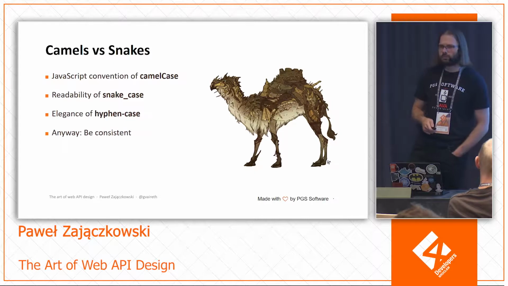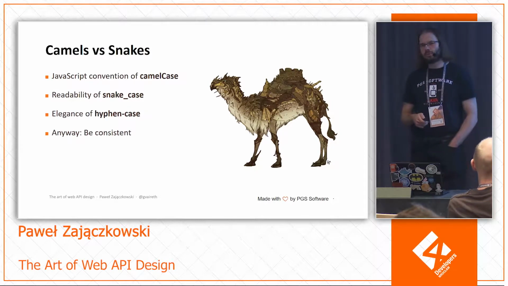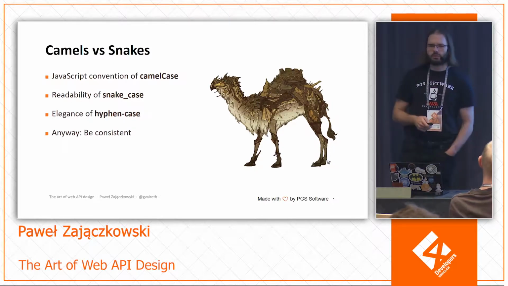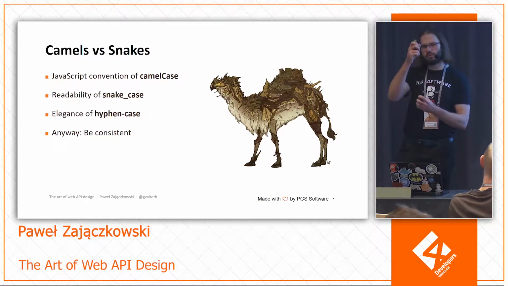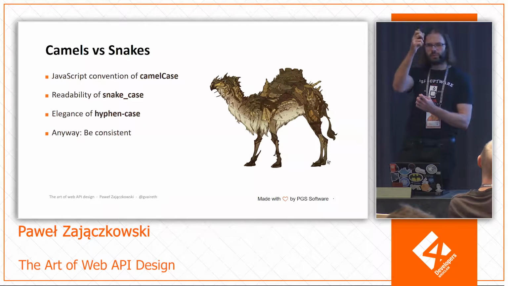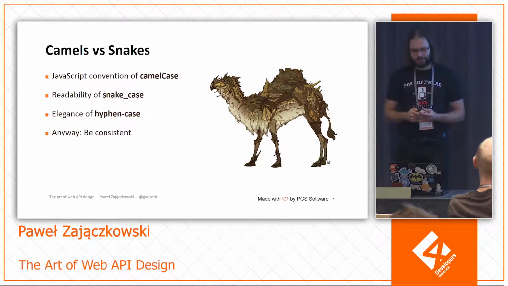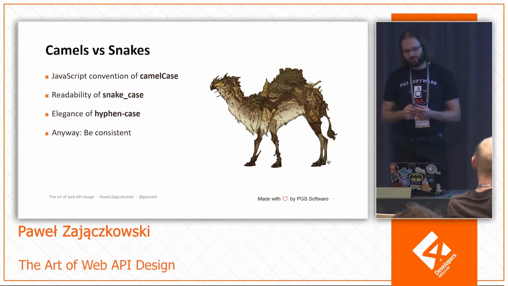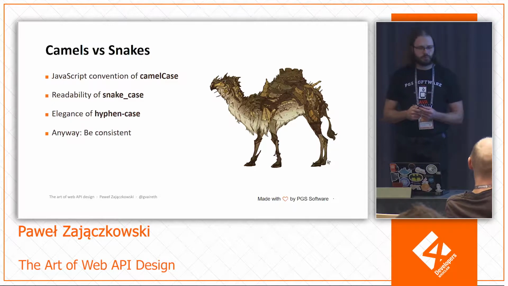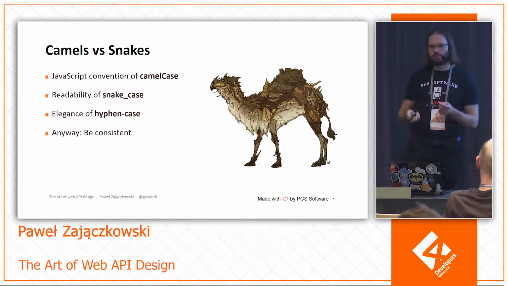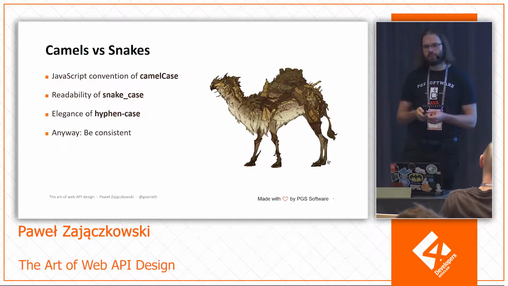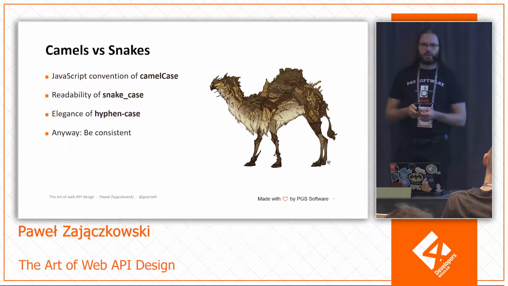Naming. So the ancient war between camels and snakes, recently also joined by so-called hyphen case or kebab case, because like a kebab piece of meat on a stick, you have wars on this hyphen. So which is better? Basically, people from Java and JavaScript would tell you camel case is better because we have JSON as a typical response, and JSON is JavaScript, so camel case makes sense.